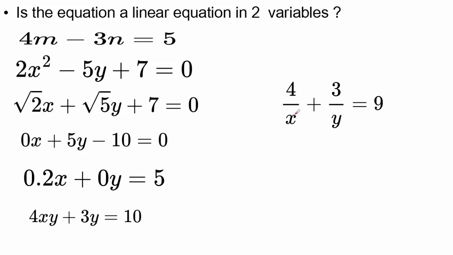4 divided by x plus 3 divided by y equal to 9. In this equation, we can write 1 by x as x raised to minus 1. Therefore, 4x raised to minus 1 plus 3y raised to minus 1 equal to 9. The equation becomes like this, and the degree of x is minus 1 and the degree of y is minus 1. That's why this is not a linear equation in two variables.